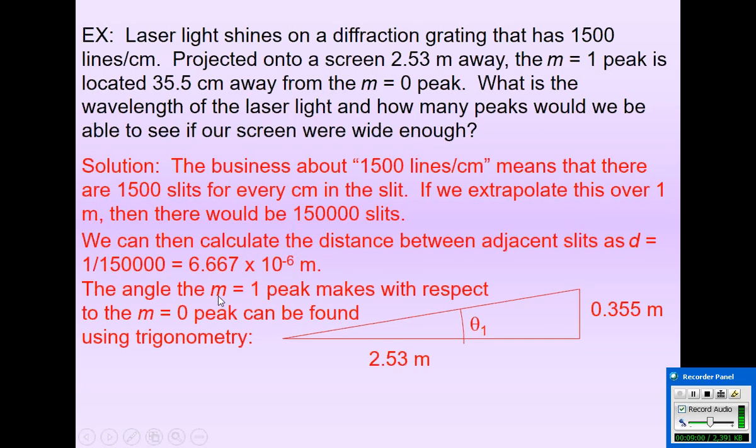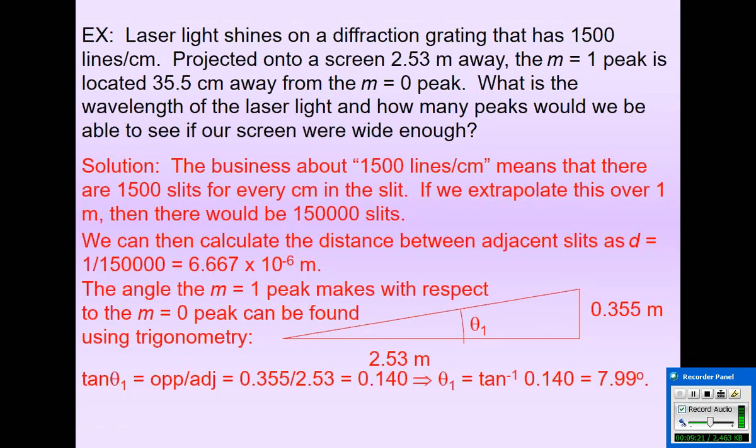For the m equals 1 peak, we can consider a right triangle. The diffraction grating is 2.53 meters from the screen. The central spot would be right along the end of the horizontal line, and the m equals 1 spot is 0.355 meters above it. So we can find theta 1 using some trigonometry. Tangent of theta equals opposite over adjacent. We know what opposite is. We know what adjacent is. We can do inverse tangent on that fraction, and we get 7.99 degrees.